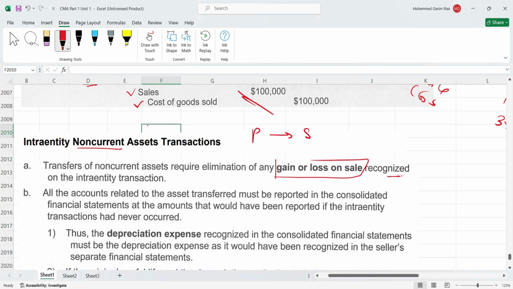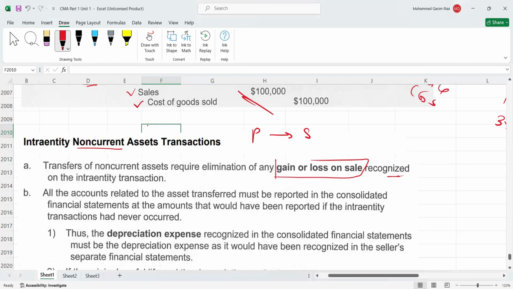Now, please remember, this is because of the gain or loss on the intra-entity transaction. So this gain or loss we have to eliminate. Plus, we have to do a lot of other things also, which I'll explain with the help of examples. I'm trying to explain here how to deal with intra-entity non-current asset transactions.